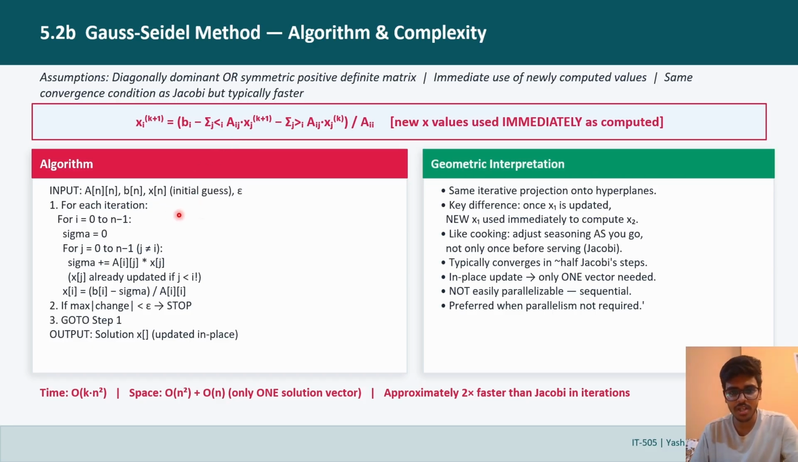Algorithm: so only one vector is needed. For each row i from 0 to n minus 1.